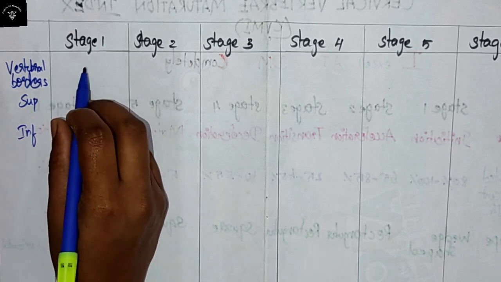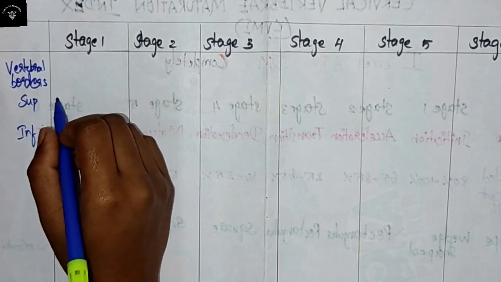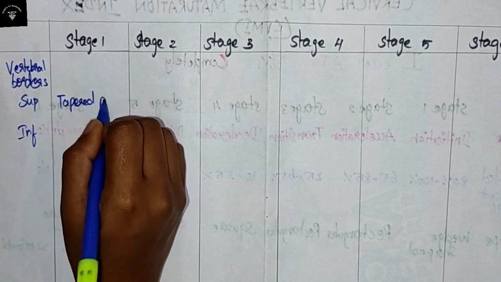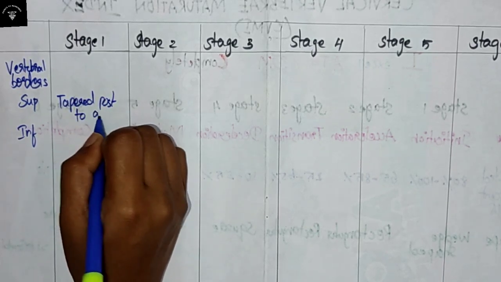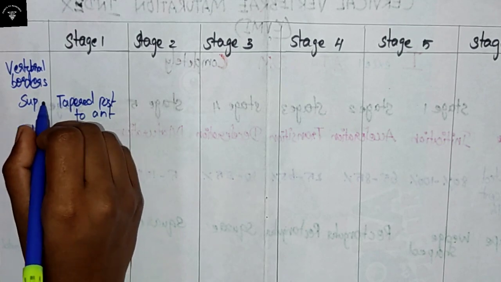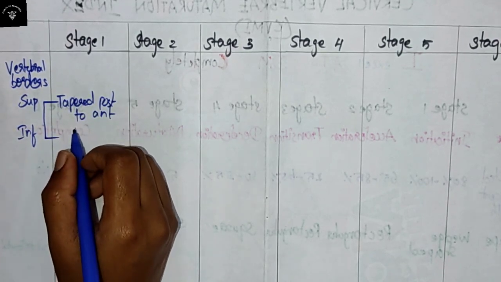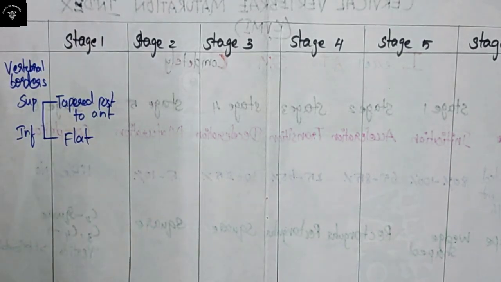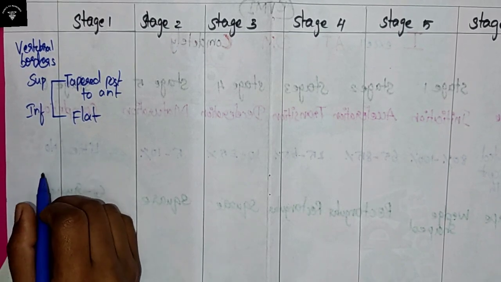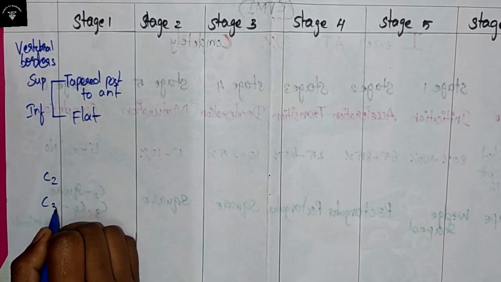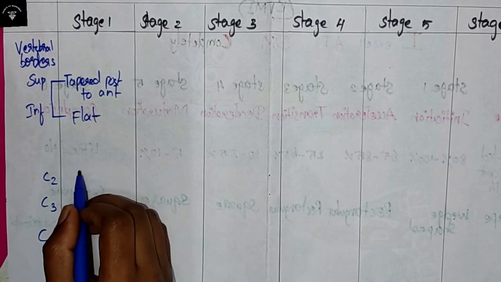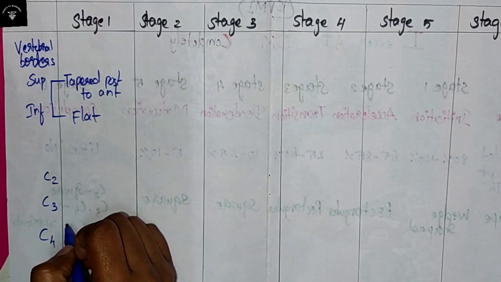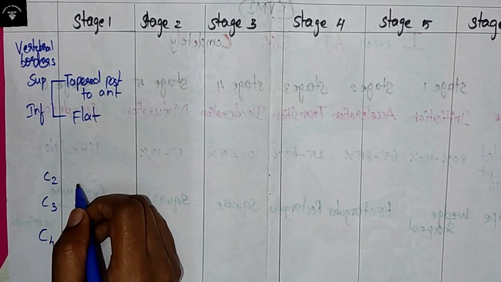The superior border of stage 1 will be tapered posterior to anterior. And the inferior border of stage 1 will be flat. I'll show how it will be. So let's see C2, C3 and C4. Now in stage 1, all these vertebrae have the superior and inferior border.